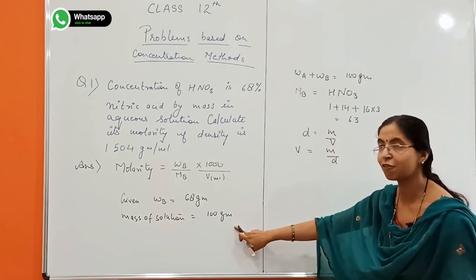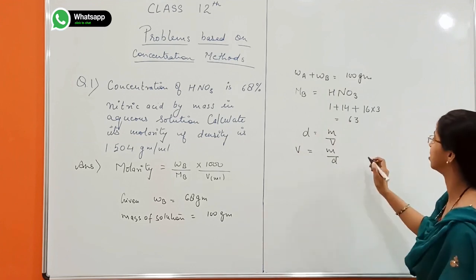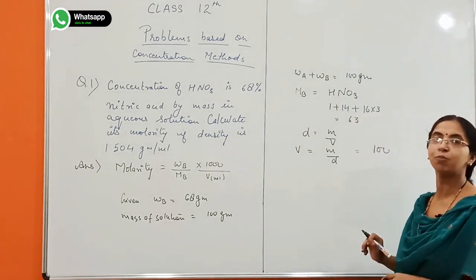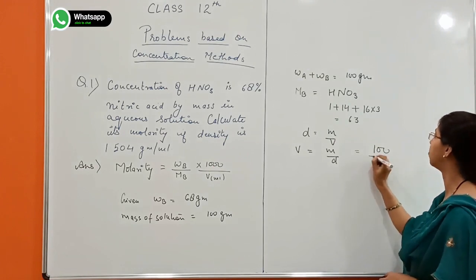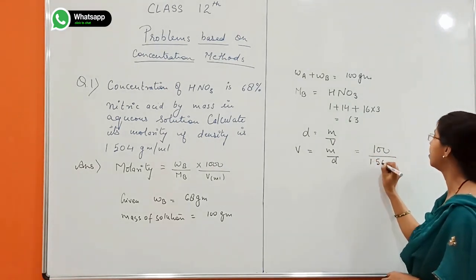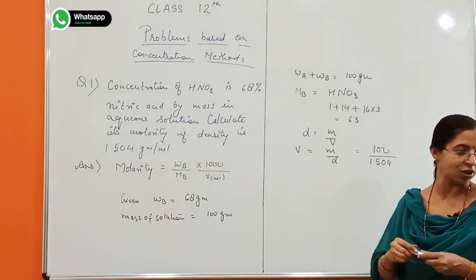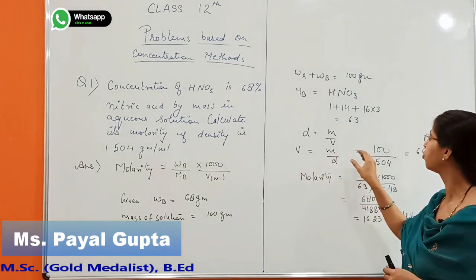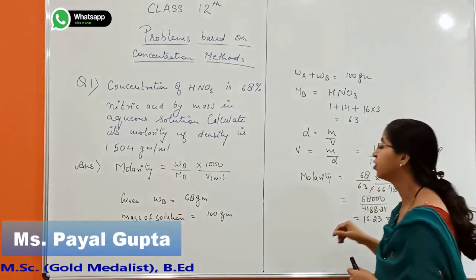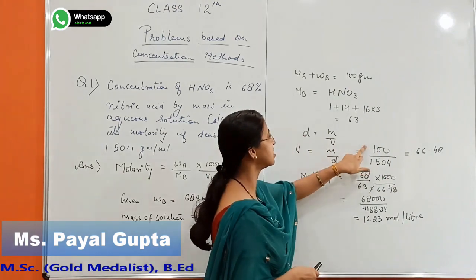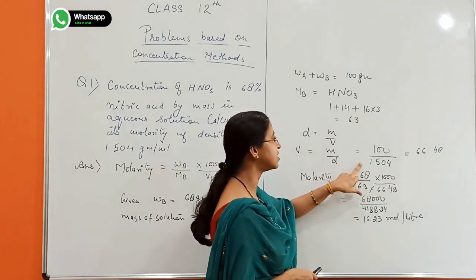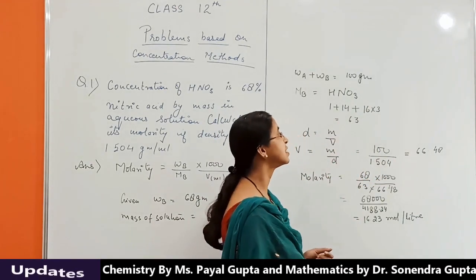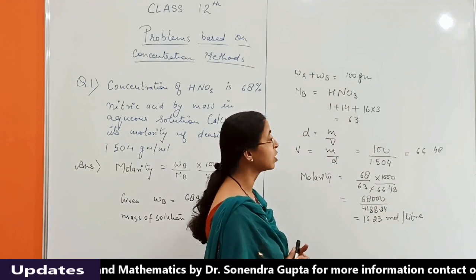What mass do you have? The mass of the solution is 100 grams here. And what is the density here? 1.504. So just divide by this. Now you can see that the mass is given as 100 and the density is 1.504. So when we divide it, it comes to be 66.48. It is in milliliter.